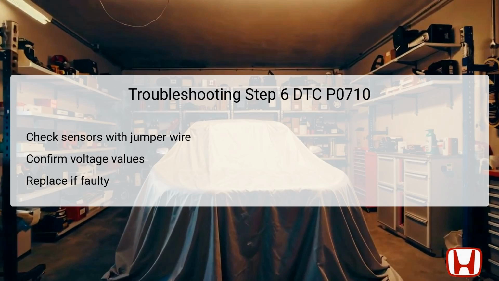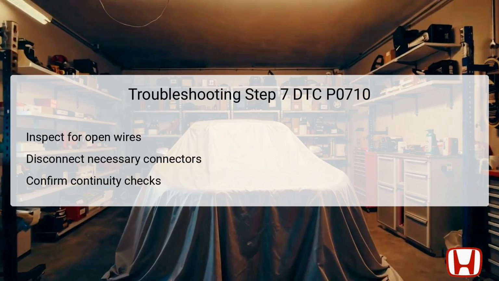Should the reading remain below 0.07 volts, it serves as a strong indication that the transmission fluid temperature sensor is faulty and needs replacement. If the condition is normal, it signals that the wiring may have an open circuit between the solenoid wire harness and the TCM, which must also be repaired to ensure proper functionality moving forward.